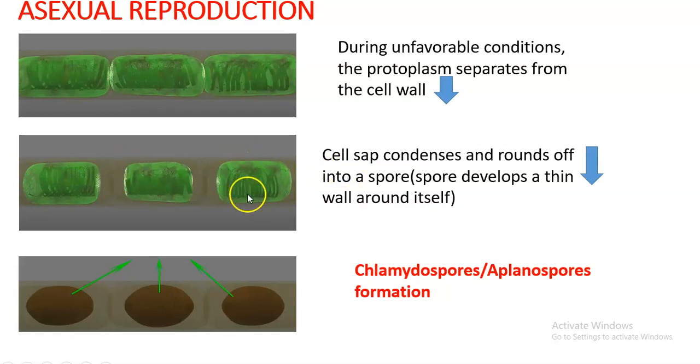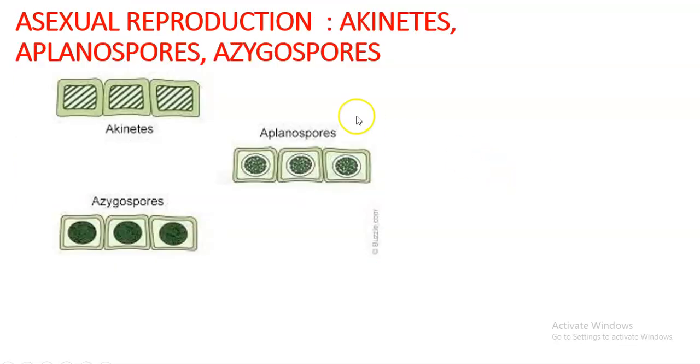Now these cells are condensed. Everything will be concentrated to the center, and it will round off into a spore. Then this spore will develop a thin wall around itself and will germinate into a new thallus when the conditions are favorable. So this is about chlamydospores or aplanospores. Now coming to the next kind of asexual reproduction, that is through akinetes and azygospores. Azygospores are not so important, you can leave that. You can focus on the aplanospores that we have already discussed. The protoplasm condenses and rounds off into a spherical structure that is also connected end to end. So this will break off and germinate into a new thallus.